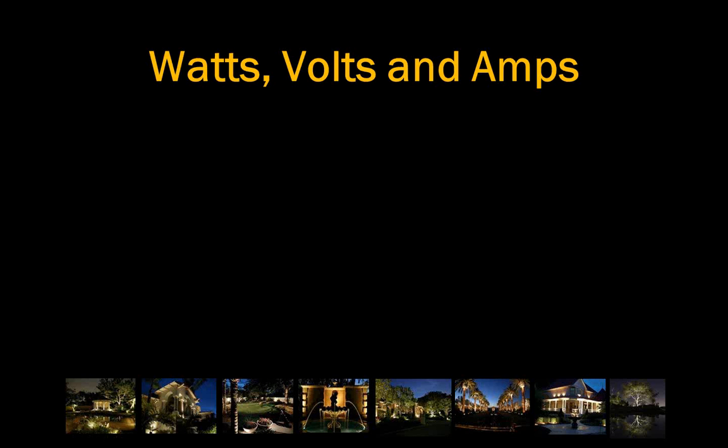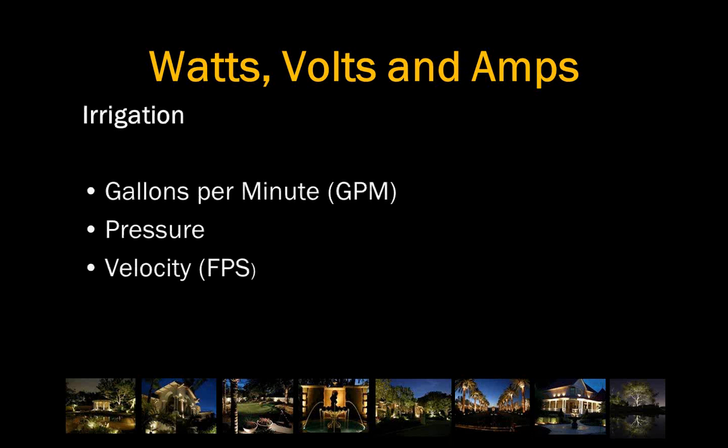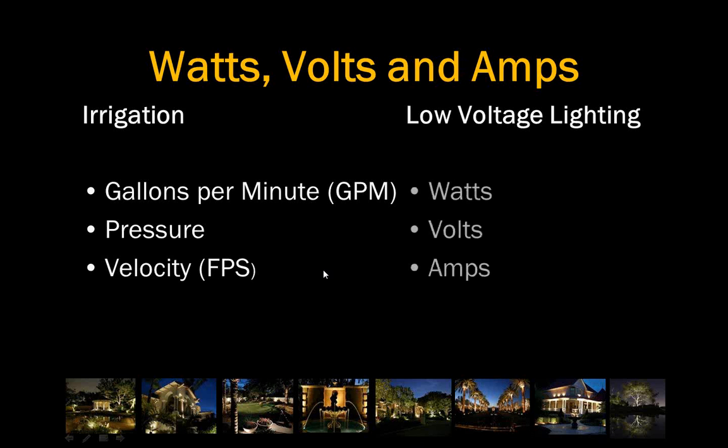The next definitions we want to get into are watts, volts, and amps. A lot of people get confused or they don't quite understand the difference between the three, but it's very important because there are three different components. So in irrigation, again, we have gallons per minute, pressure, and velocity, three components of designing an irrigation system. In low voltage lighting, watts is about the same as gallons per minute. So watts are the usage of the actual system, what we're pulling out of each lamp. So a 35-watt lamp is using a lot more energy than a 20-watt lamp.